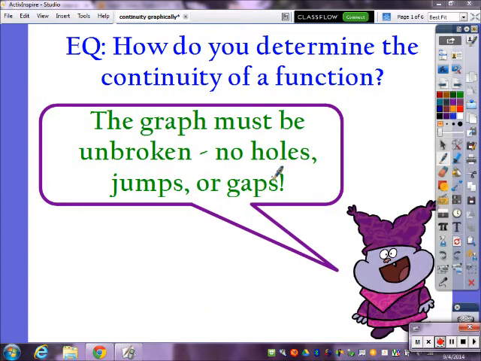Hello, this is Mrs. Taylor, and I am going to show you how to determine the continuity of a function graphically. In order for a function to be continuous, it can have no holes, no jumps, no gaps. It must be unbroken, just like Chowder is telling us now.